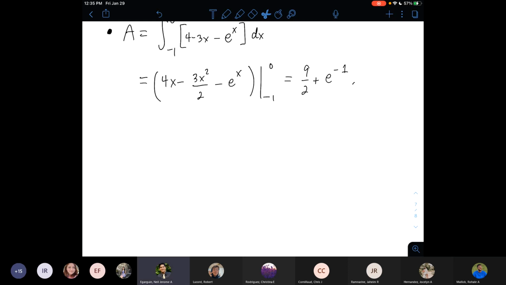Okay, more examples then. Let's see, looking at the problems in the worksheet, what would be interesting? Okay, maybe let's try this.